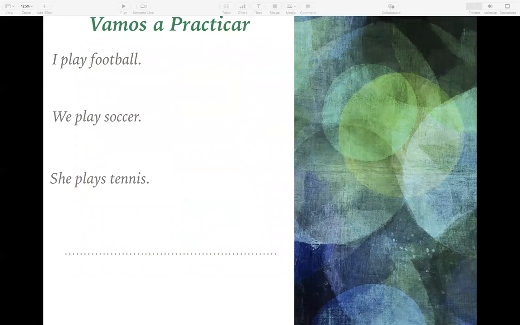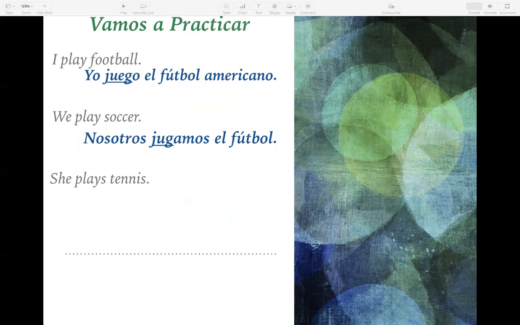Vamos a practicar. Let's practice a little bit. I play football. Yo juego el fútbol americano. So notice the U in jugar changed to UE. We play soccer. Nosotros jugamos el fútbol. In the nosotros form, the U just stays U. It doesn't change. She plays tennis. Ella juega el tenis. The U changes to UE.